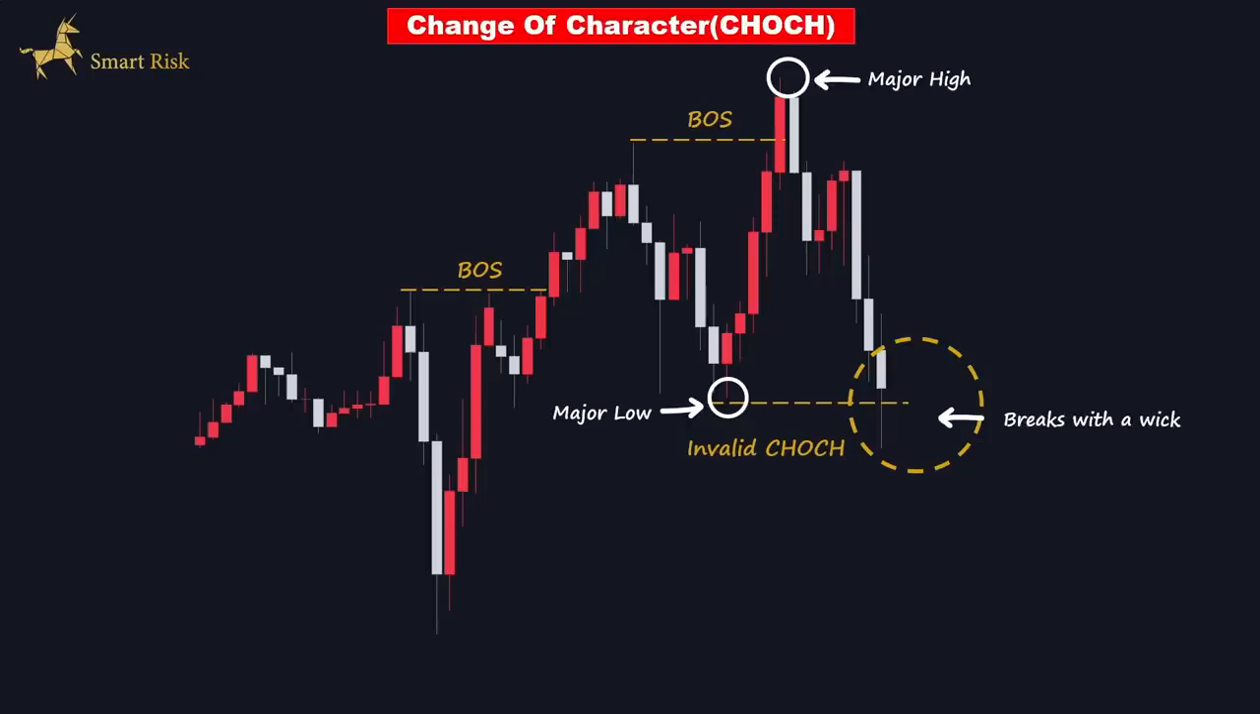The same concept applies to the bearish scenario. For a valid change of character that provides a high probability, we need the price to break and close above the recent major high with the body of a candle. A penetration with a shadow or wick is not acceptable.